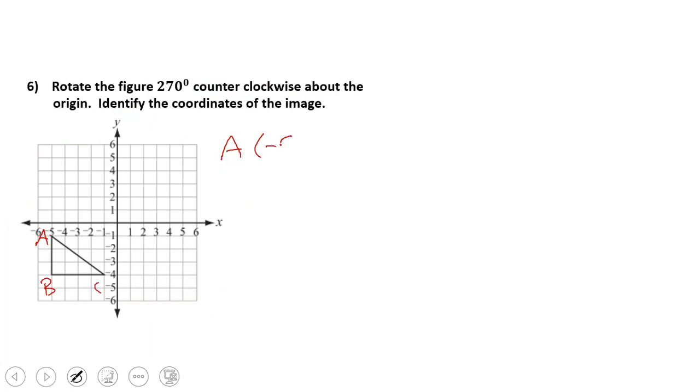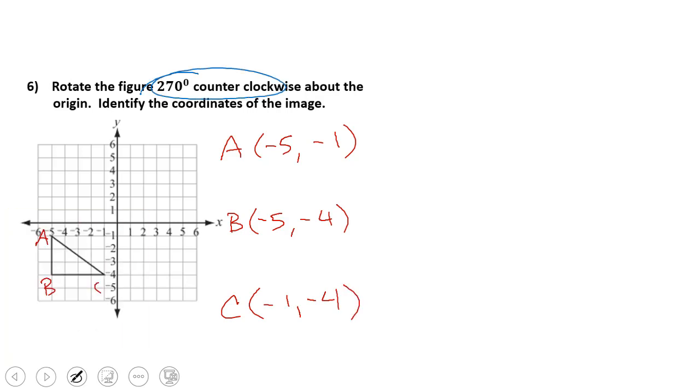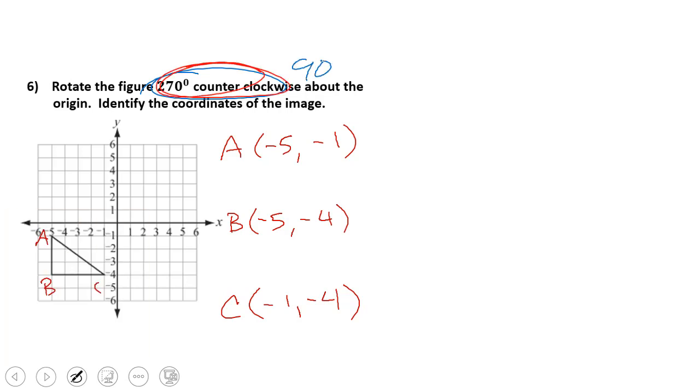A is at -5, -1. B is at -5, -4. And C is at -1, -4. And of course, we're going to treat this 270-degree counterclockwise rotation as a 90-degree clockwise rotation. And we know when we rotate clockwise, what happens to those coordinates?